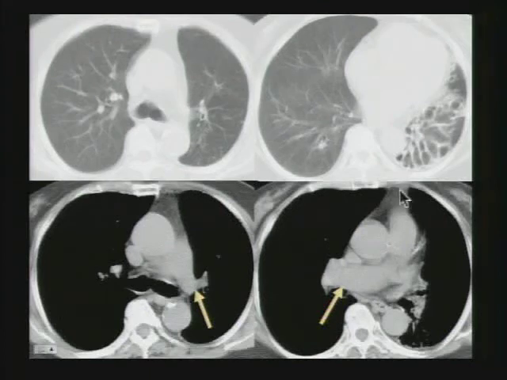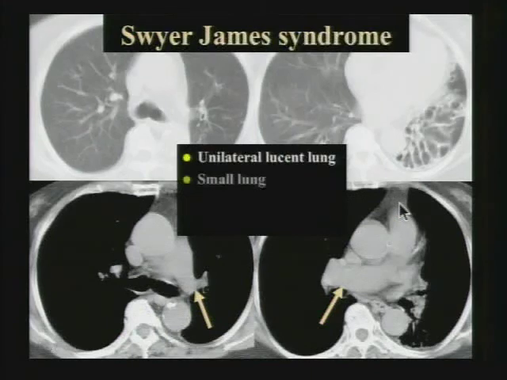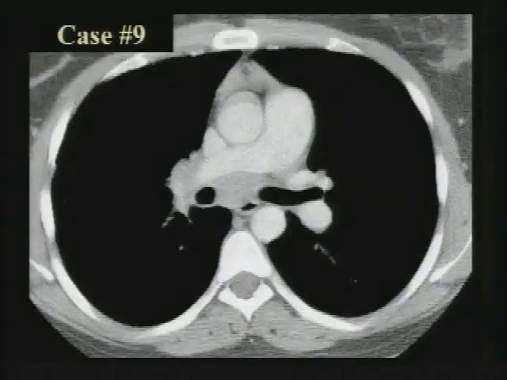And you can see that the pulmonary artery is much smaller on the left side, the lung is lucent, and you have bronchiectasis. Those are really the features. Unilateral lucent lung, small lung. Occasionally it's normal, rarely it's increased in volume. So if it's increased in volume, it doesn't exclude that diagnosis, and bronchiectasis.